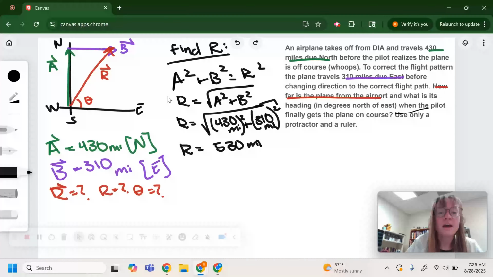Now, a few notes here. Notice, I don't have vector hats here, and I didn't plug in any direction here. Why? Because I'm only looking for the magnitude of r. This is r without direction. And so because it's r without direction, I don't want vector hats the whole way through. Then after that, we are ready to find theta.